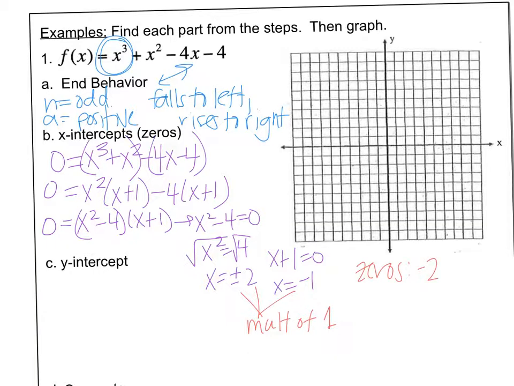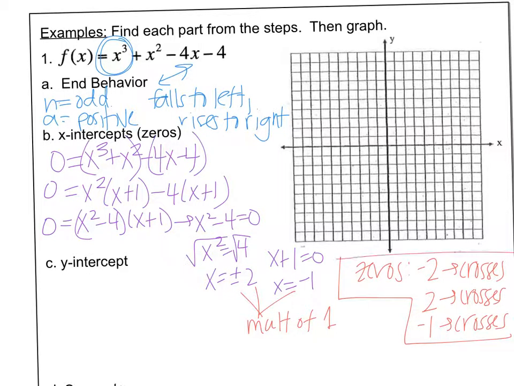What are each of these going to do? At negative 2, what's it going to do? It's going to cross. Negative 2, it crosses. At positive 2, it's going to cross. At negative 1, it's going to cross. Because it's an odd multiplicity, it's going to cross at all those points. That's going to be super important when we go to graph it.